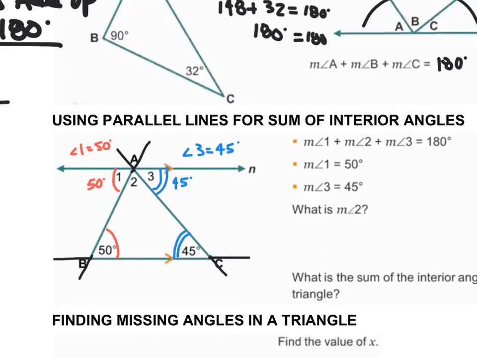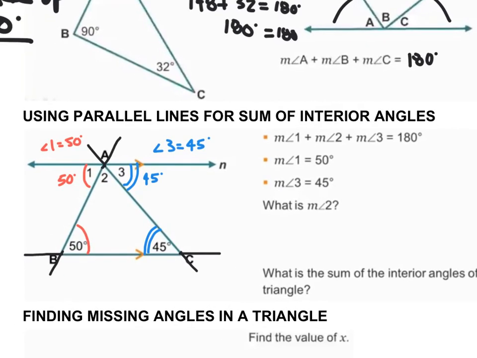So now the question is, what's the measure of angle 2? Now we can set up an equation using the knowledge that all three of these angles add up to 180 degrees because you form a straight line, or you could use the triangle sum theorem. It doesn't matter, okay? So, knowing that angle 1 plus angle 2 plus angle 3 is 180, what's the measure of angle 2?